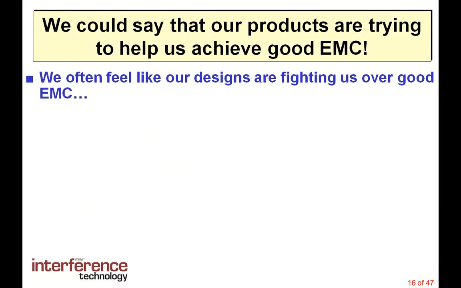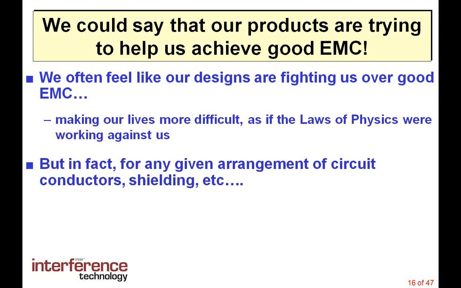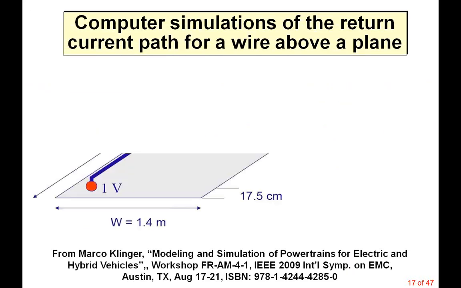We could say that our products are trying to help us achieve good EMC. As I said a minute ago, we often feel like we're fighting our designs for good EMC, as if the laws of physics were working against us. In fact, for any given arrangement of circuit conductors, shielding, insulators, and so on, Maxwell's equations ensure that our design is emitting the least electromagnetic fields that it can, in other words, the lowest emissions and the best immunity.